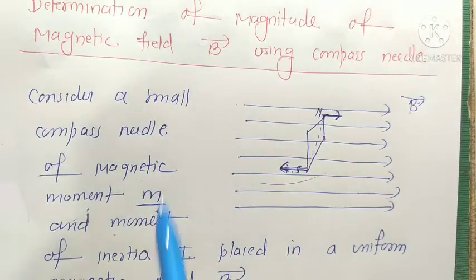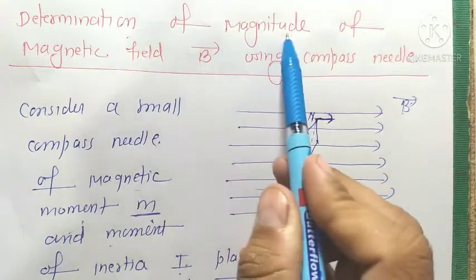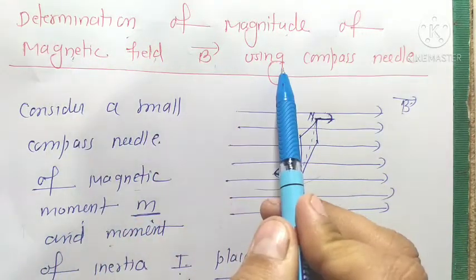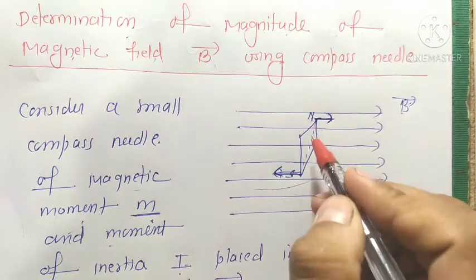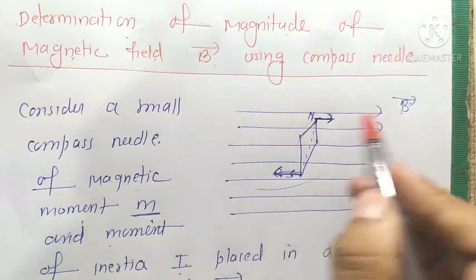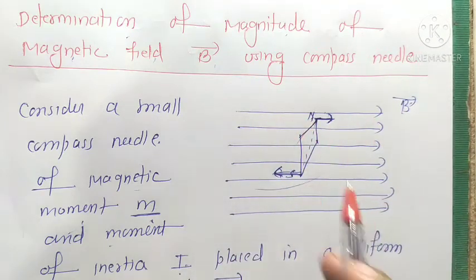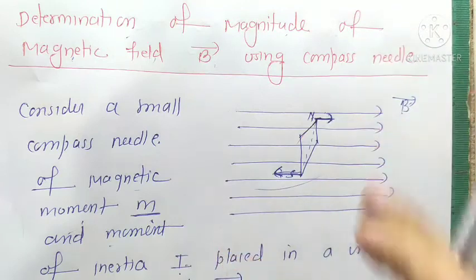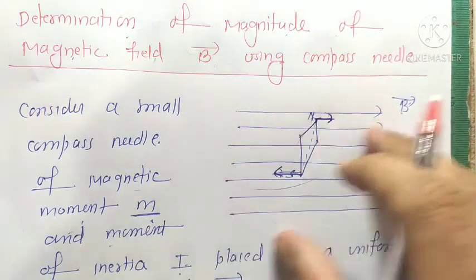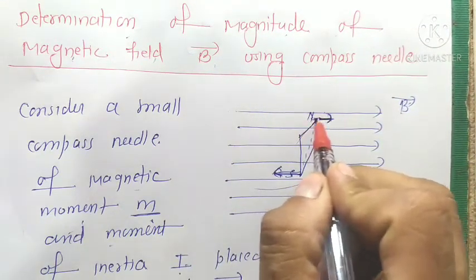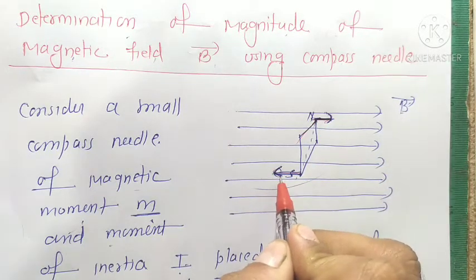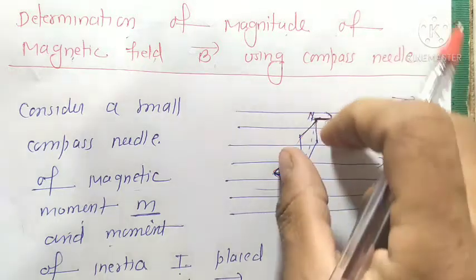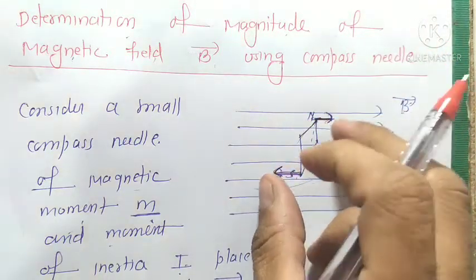Firstly, we have the determination of the magnitude of magnetic field B using a compass needle. Here we take a magnetic needle and place it in a uniform magnetic field. Due to the uniform magnetic field, one force works in the direction of the magnetic field and another force works opposite to the direction of the magnetic field, and this produces a couple, due to which a torque is produced.